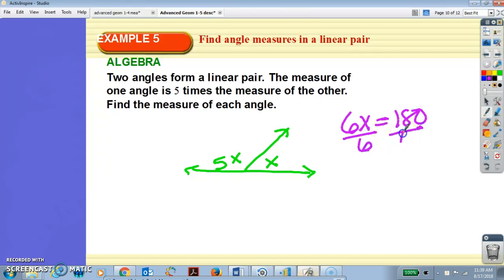So x has to be what? 30. So we have 30 degrees, and 30 times 5 is 150 degrees. Do 30 and 150 add up to 180? Yes, so I know I did it right. Not too bad, right?